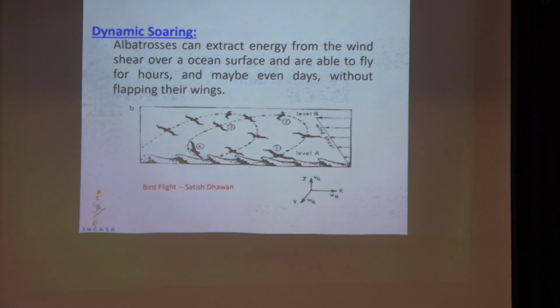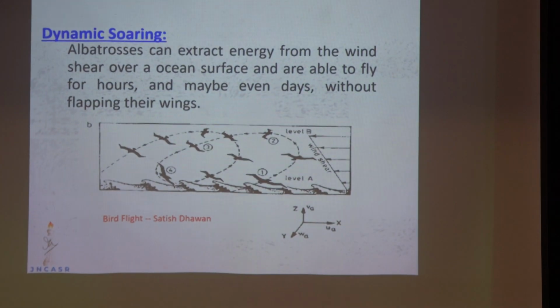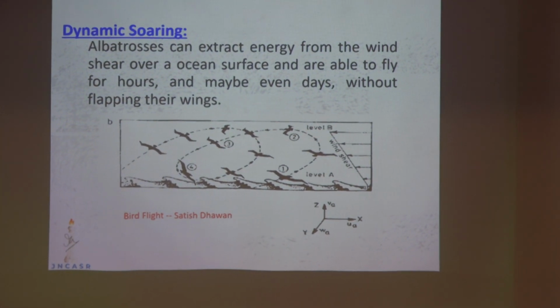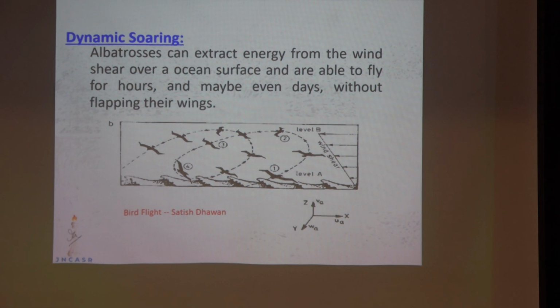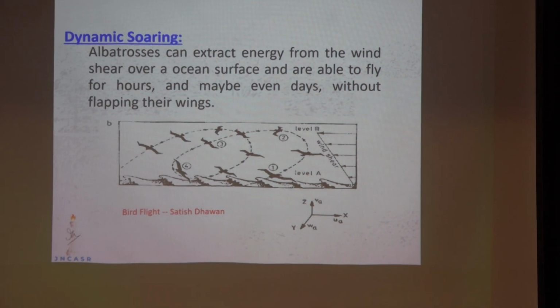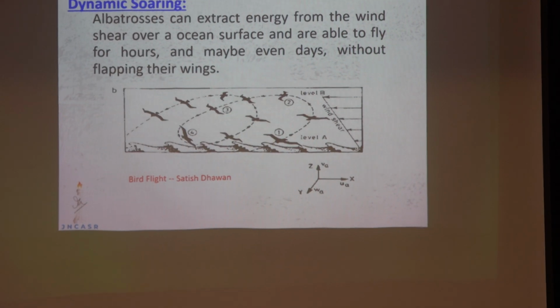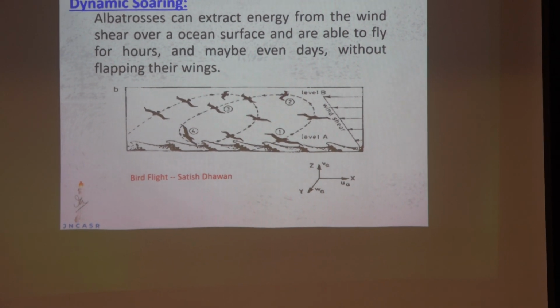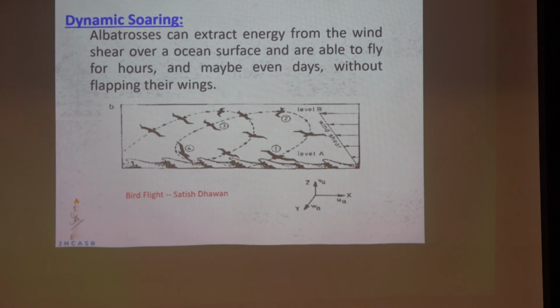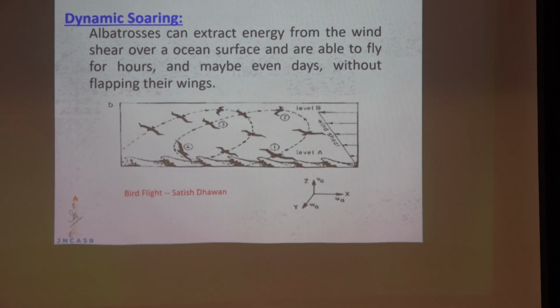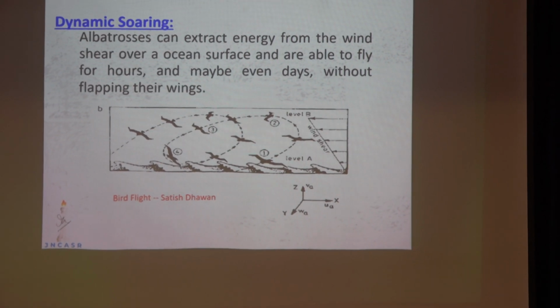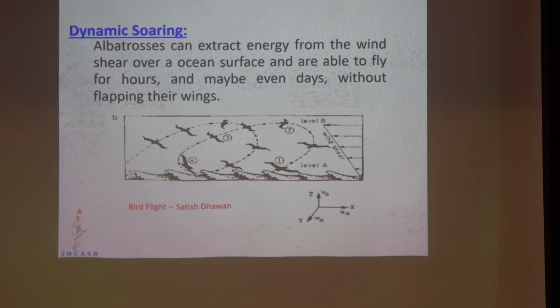It's called dynamic soaring. Schematically I have shown it here. What it does is, if the air is flowing on the ocean, on the ocean the air has to come to rest because water is there. It will have the water velocity, whatever, 1 meter or half a meter per second would be the velocity at the ground. But as you go up, the velocity becomes higher and higher.